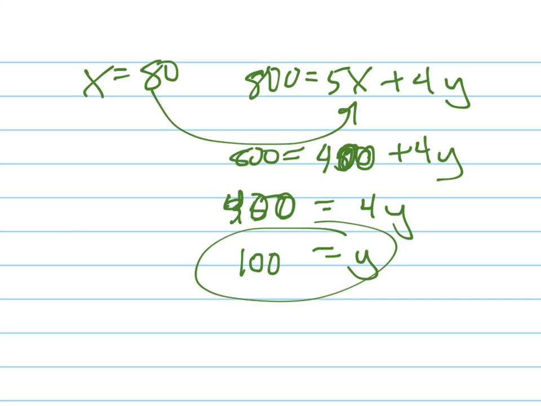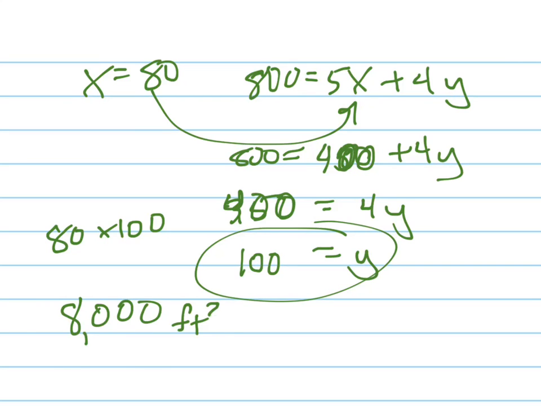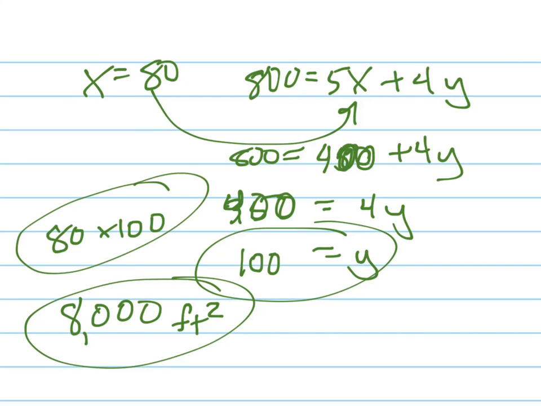So what are my dimensions? 80 by 100, and how big is that? 8,000. So 8,000 square feet is the maximum area, and the dimensions are 80 by 100. Much easier to do that problem if you just use negative b over 2a.